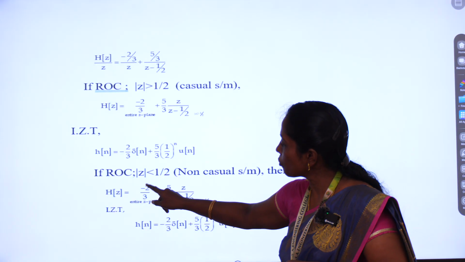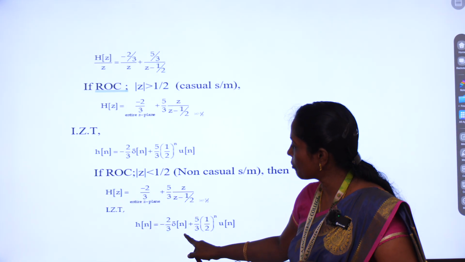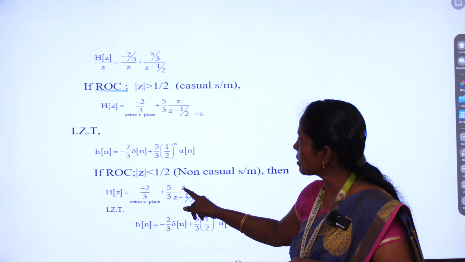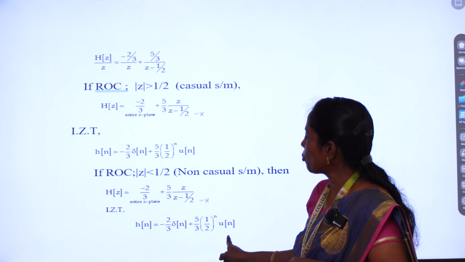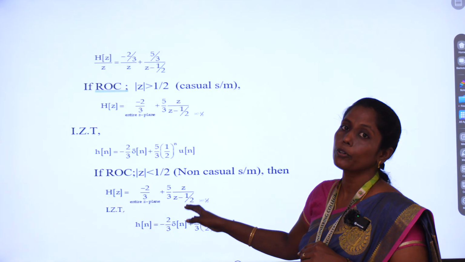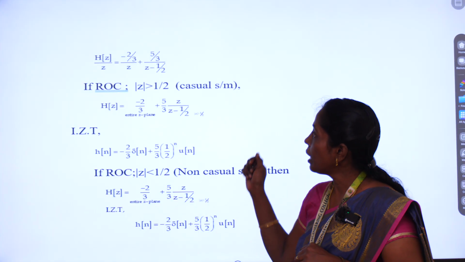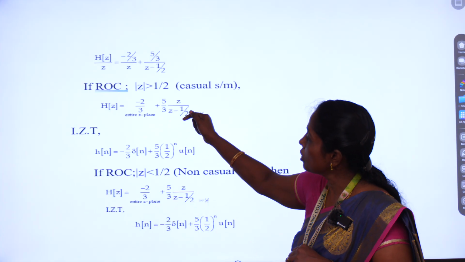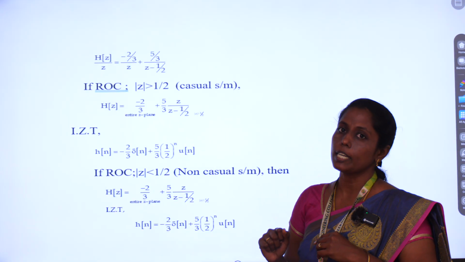The inverse Z transform for the first term is minus 2 by 3 delta of n, and for the next term it is plus 5 by 3 times 1 by 2 power n into u of n. So this is the impulse response for the region of convergence modulus Z less than 1 by 2, and the earlier one is the impulse response for the region of convergence condition modulus of Z greater than 1 by 2.